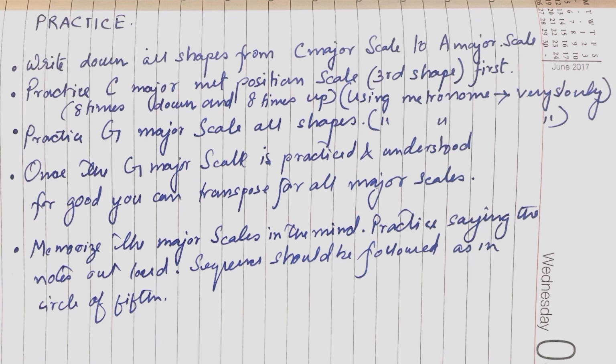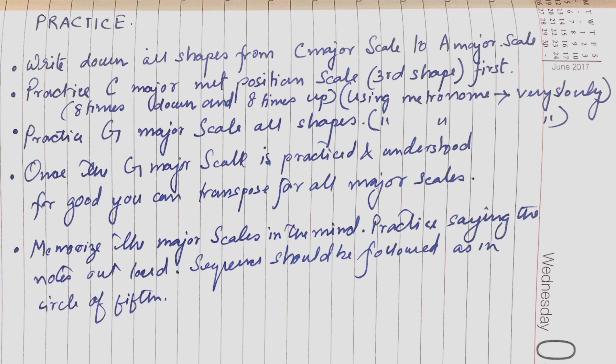Okay, first begin to practice the C major note position scale, third shape. This is the first scale that you should be practicing, 8 times down, 8 times up. That means go down, go up. This is 1 time. So you need to practice at least 8 times without any mistakes. You have to make sure that you use a metronome very slowly with a rhythmic progression. You play the scale with some rhythm, not just arbitrarily. And also make sure you use alternate strokes while playing the scale.